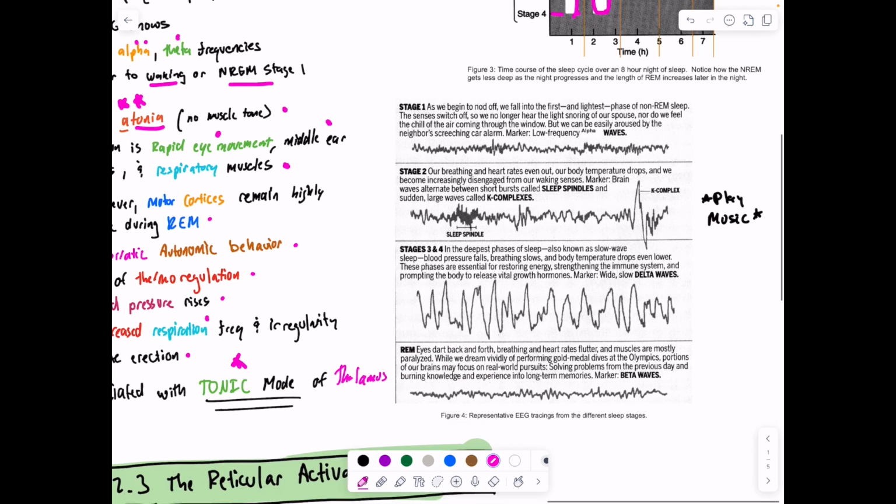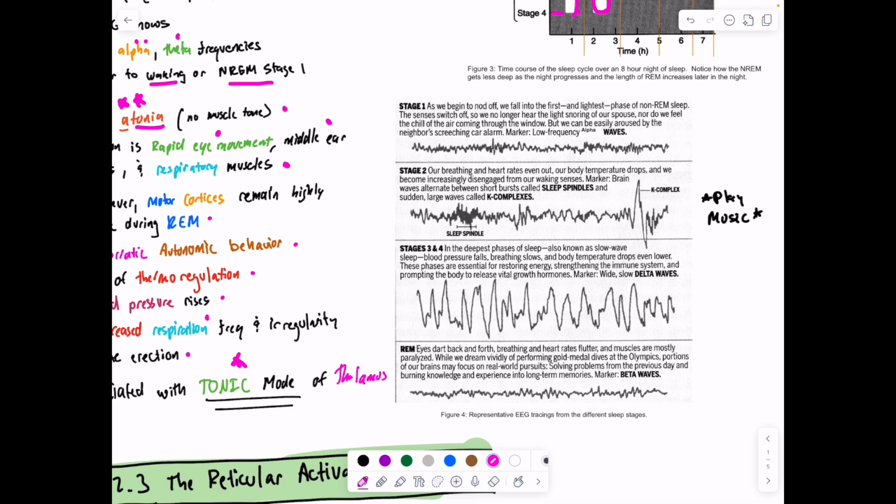Okay, so this one is just talking about the stages of sleep, and I thought it'd be fun to listen to sleep sounds. So let's see, one second. All right, this is so dumb.